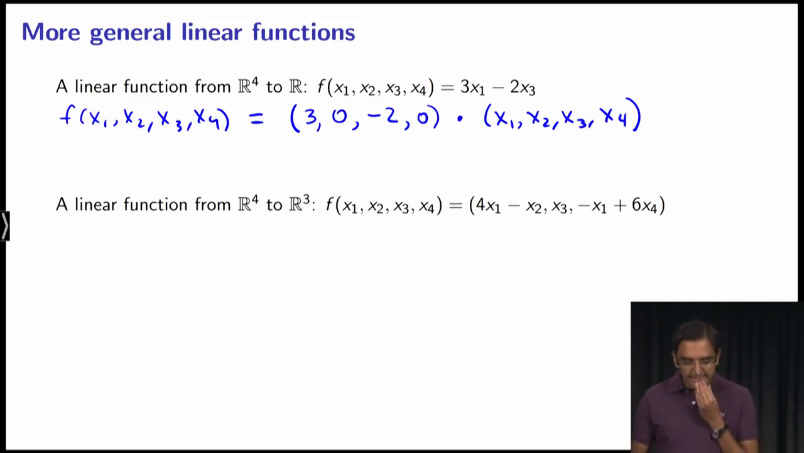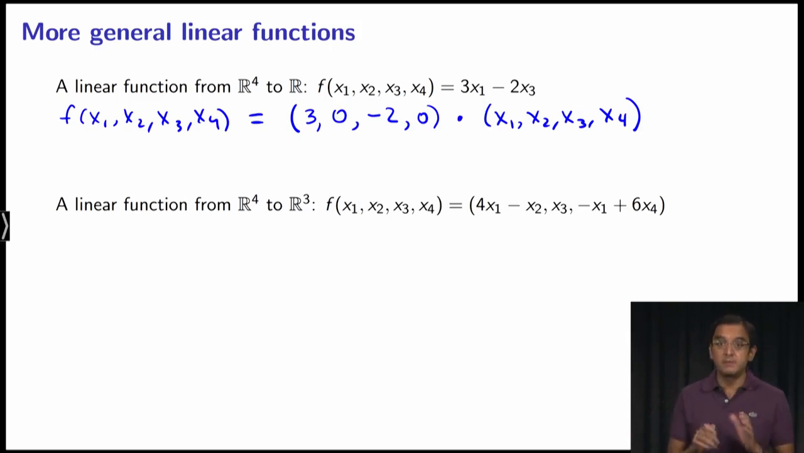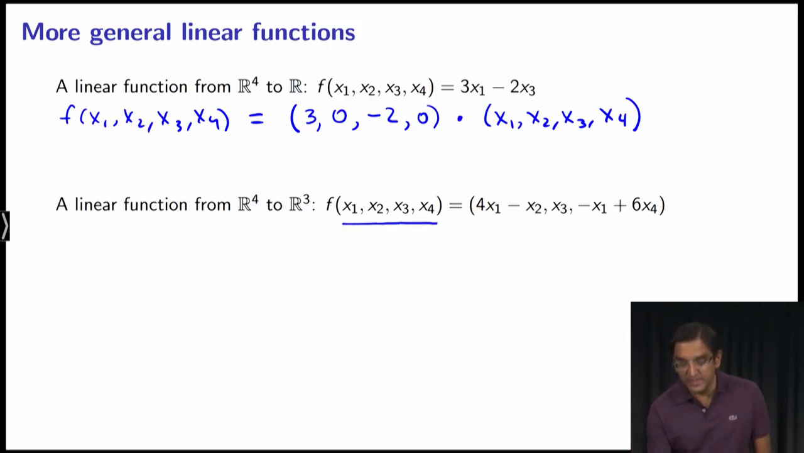Now let's look at this second example over here, which is a little bit of a generalization. So now again, we take a four-dimensional vector, but this time instead of spitting out just one number, we are spitting out three separate numbers. The output is a three-dimensional vector, and each of the dimensions is just a linear function of x. Okay, so let's see how we would write that.